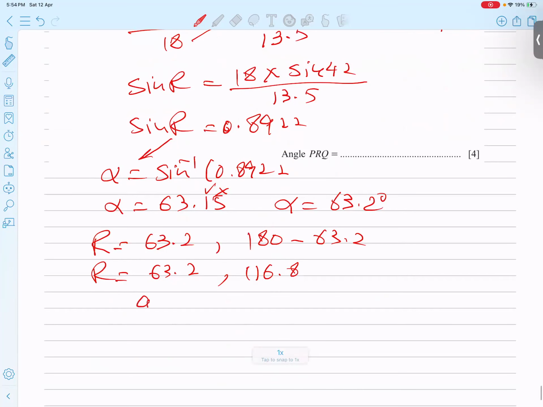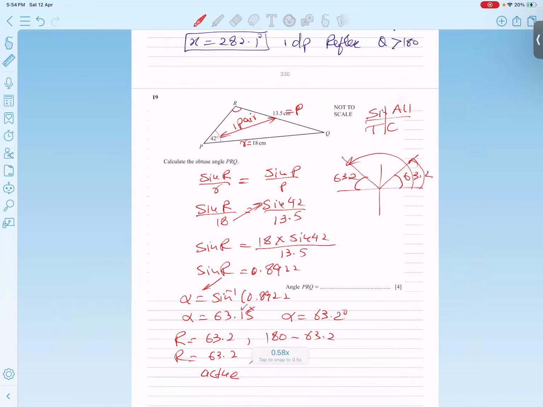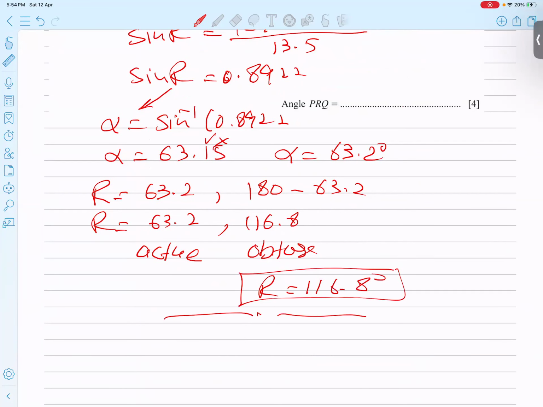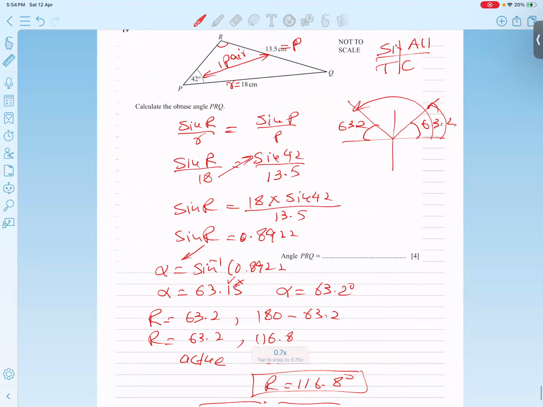This is called acute angle, A-C-U-T-E, acute. And the other one is obtuse. So he is asking for obtuse. So this is my final answer. And I believe the point is very clear. Alhamdulillah Rabbil Alameen. Now I'm giving one more kind of question.